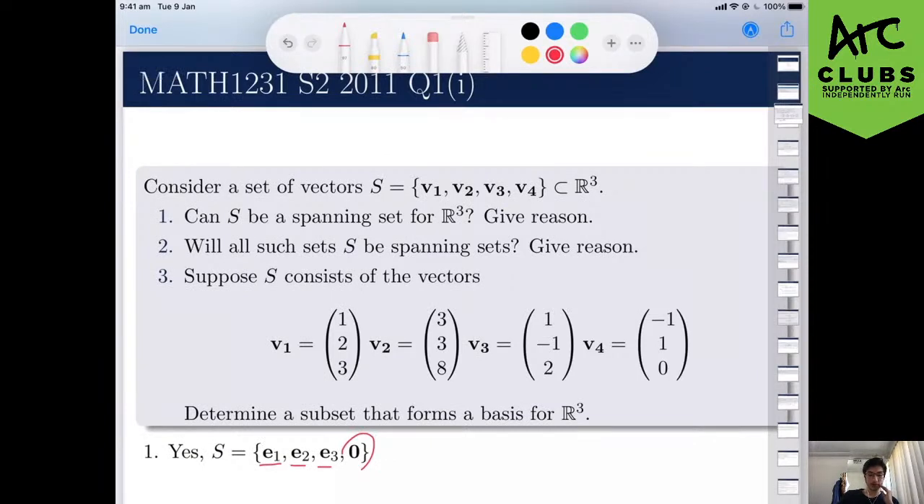Okay, will all such sets S be spanning sets? Give reason. Funny how it says give reason. I don't know if that's because I copied the question down wrong or because they literally wanted you to give a single reason. Because usually it would say give reasons. But anyway.